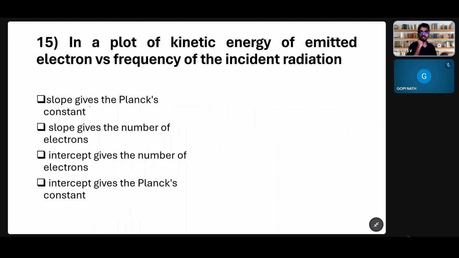And the last question: in a plot of kinetic energy of emitted electrons versus frequency of the incident light, what will be the outcome? Basically you're plotting energy versus frequency. So the obvious thing is the slope you will be getting will be the Planck's constant. So the correct answer is option A. The slope gives the Planck's constant.